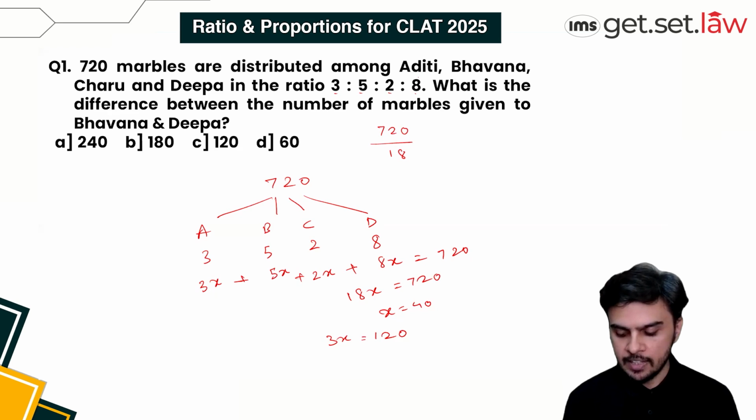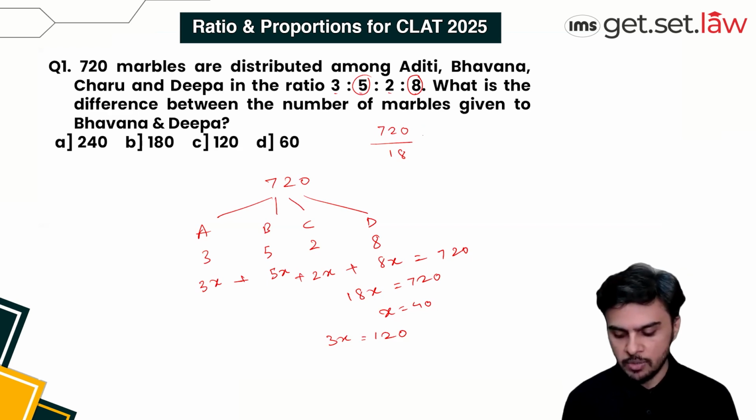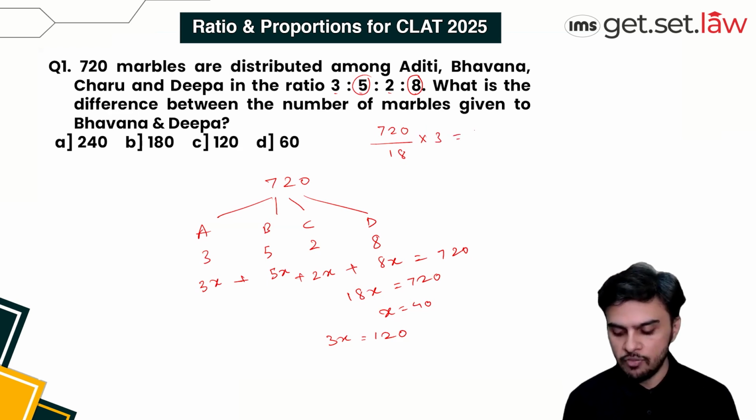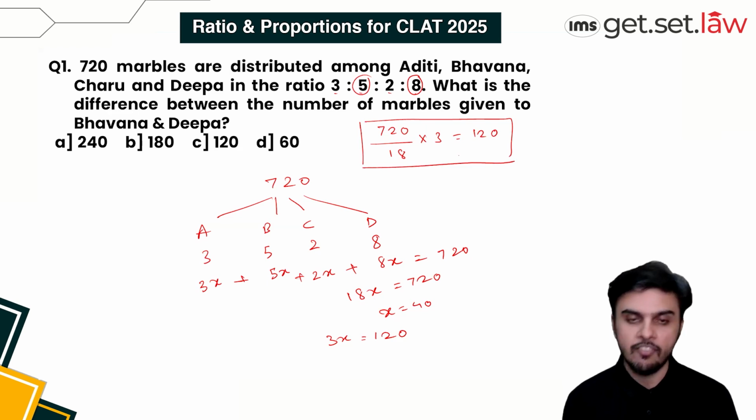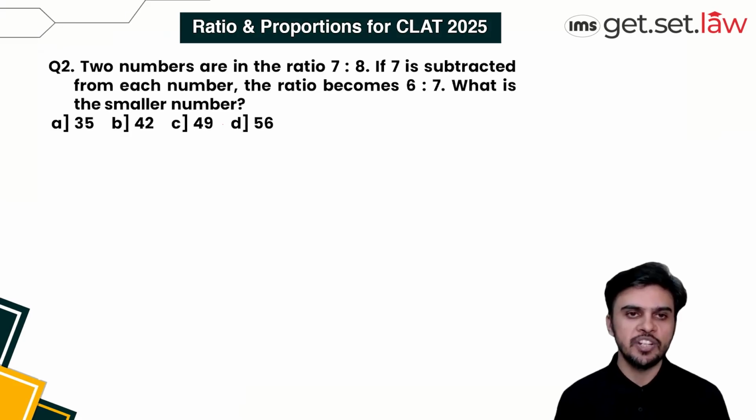So we want directly the difference between 8 and 5. That is, we want 3 parts. Value of 3 parts is the difference between the number of marbles distributed to Bhavna and Deepa. So difference in D and B, 8 minus 5, 3 parts. So 720 divided by 18 is 40. 40 into 3 is 120. This is how we can get this answer very quickly. So the correct answer is option C. Let's look at the next question.